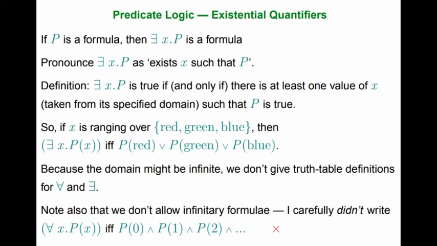Because the domain might be infinite, we don't give truth table definitions for the symbol for all and the symbol there exists. Note also that we don't allow infinitary formulae. I carefully didn't write for all x P of x if P of 0 conjunction P of 1 conjunction P of 2 and so on.